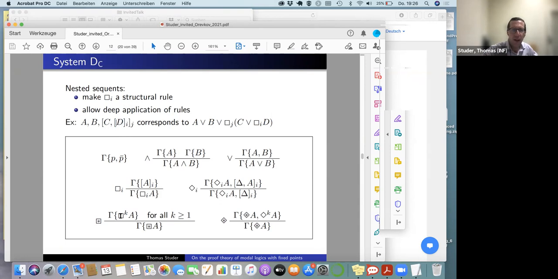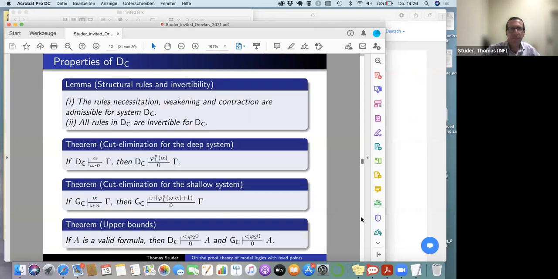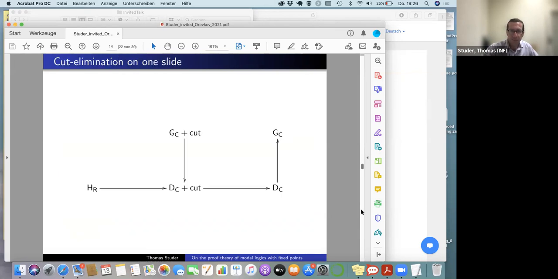And now you see, these rules are really exact duals to each other. So cut elimination easily works. So these are the technical results: cut elimination works nicely. Necessitation, weakening, and contraction are all admissible in the systems. All the rules are invertible. So we have all the nice properties.